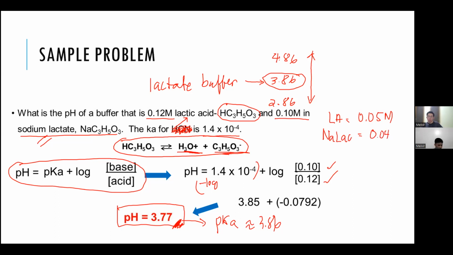Can you calculate the pH, Josh? Calculate nga. Ganun pa rin yan, base over acid. So, 0.04 over 0.05.